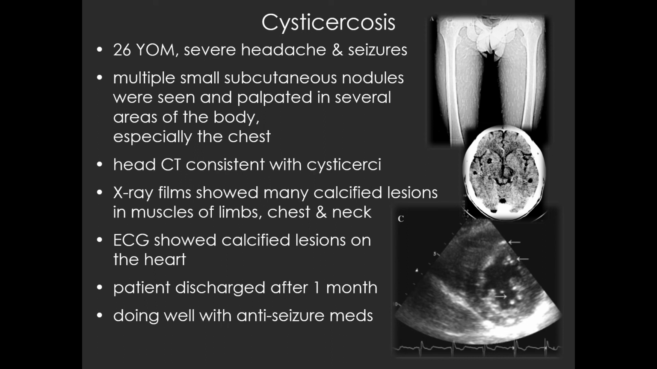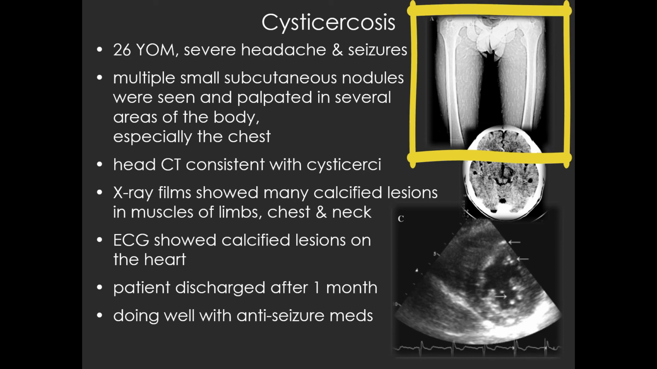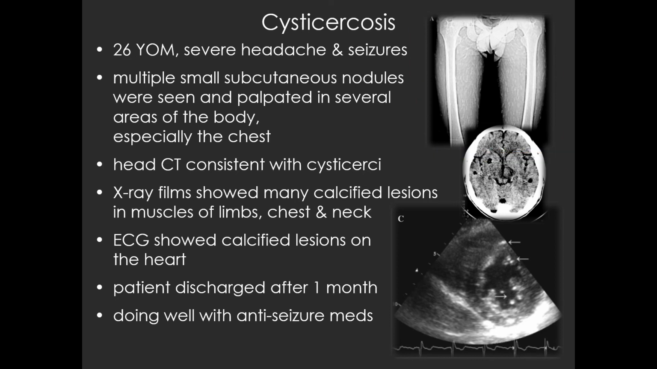He had multiple small subcutaneous nodules all over his body. They were palpated in several areas, including his chest and legs. They did a head CT and found dark areas that were consistent with cysticercosis. And when they did X-ray films, those X-rays identified many calcified lesions in the muscles of his legs, which are shown in this X-ray here as these almost little white lines all over his legs. They were also found in his chest and neck.